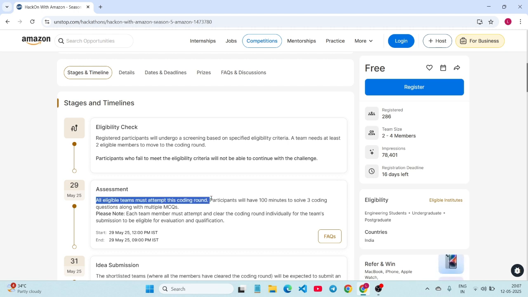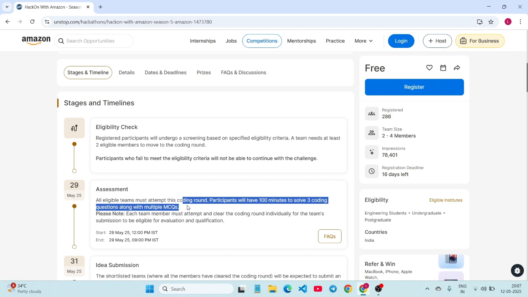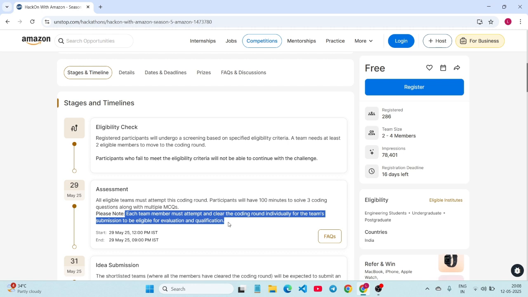Eligible teams have to attempt this coding round. In this round, you need to solve 3 coding questions along with some MCQs, like 10 to 15 or 5. You need to solve it in 100 minutes, which is 1 hour 20 minutes. Each member has to attempt this coding round individually.